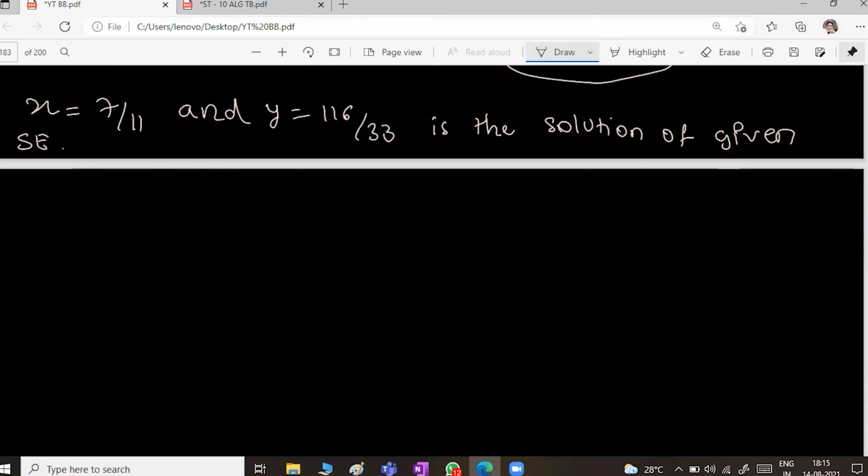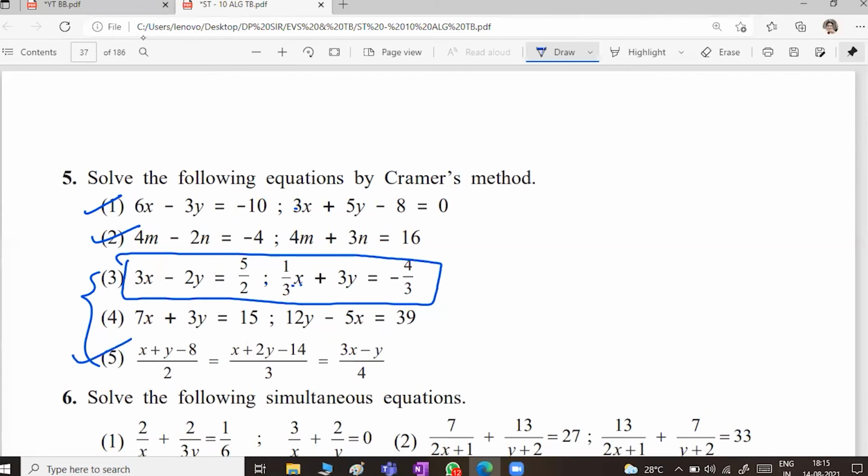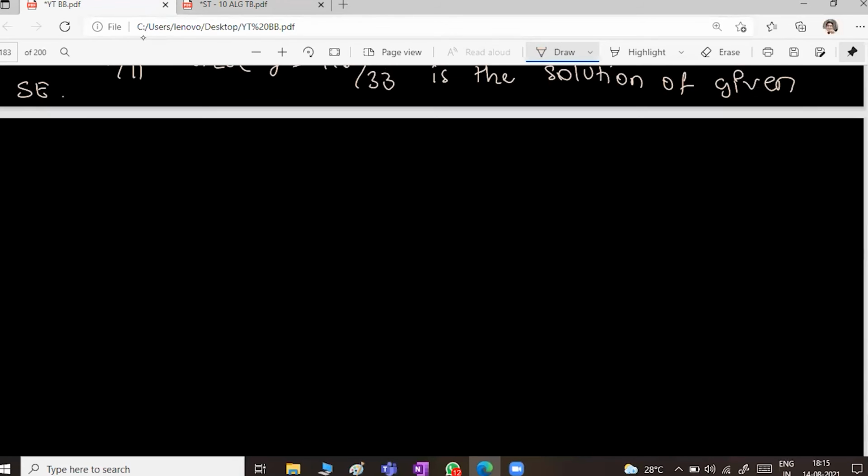Fifth question. Shall I go ahead with the fifth question? Yeah, you will try. Shall I give it as an assignment question? Leave it, I'll just do it. I don't believe that you all will try. Let me only solve that.